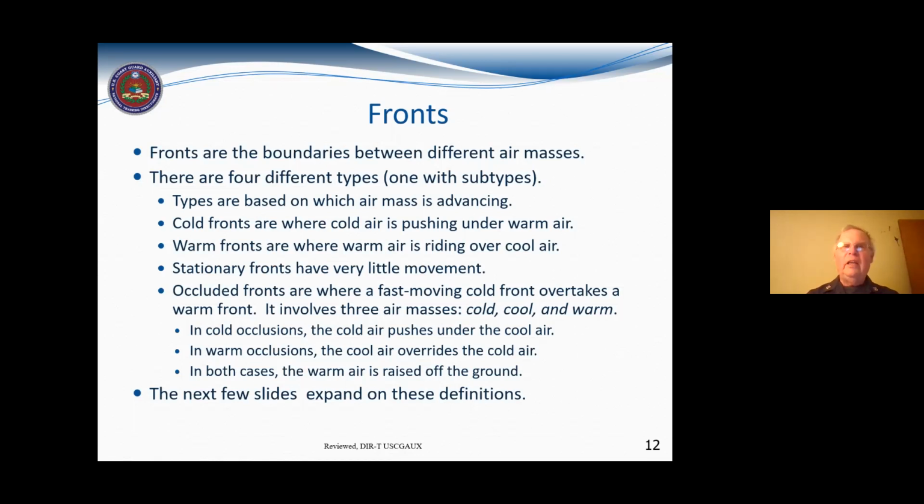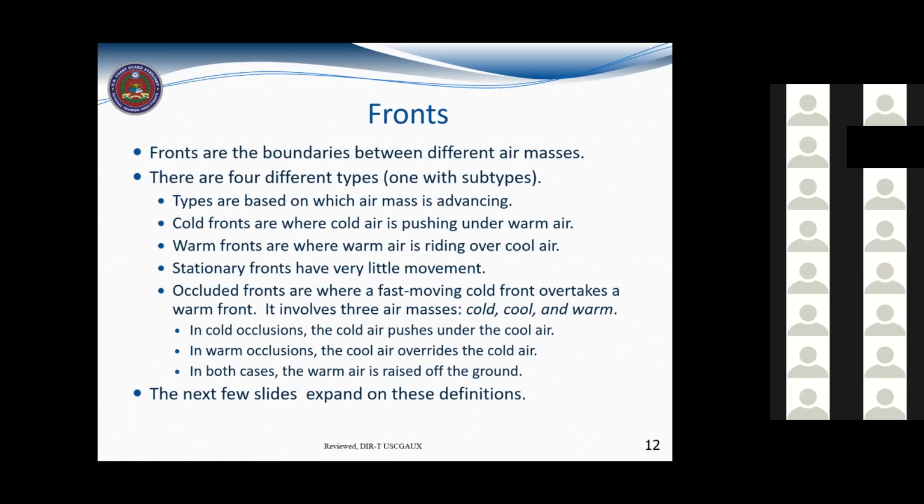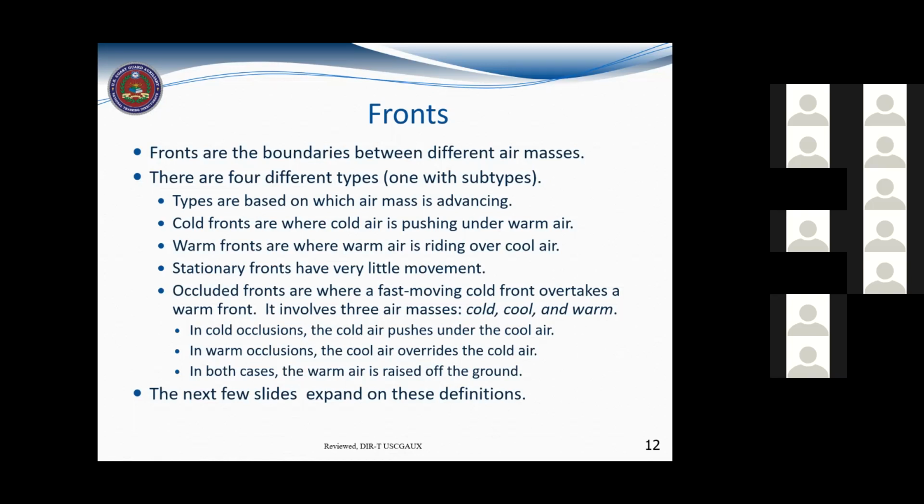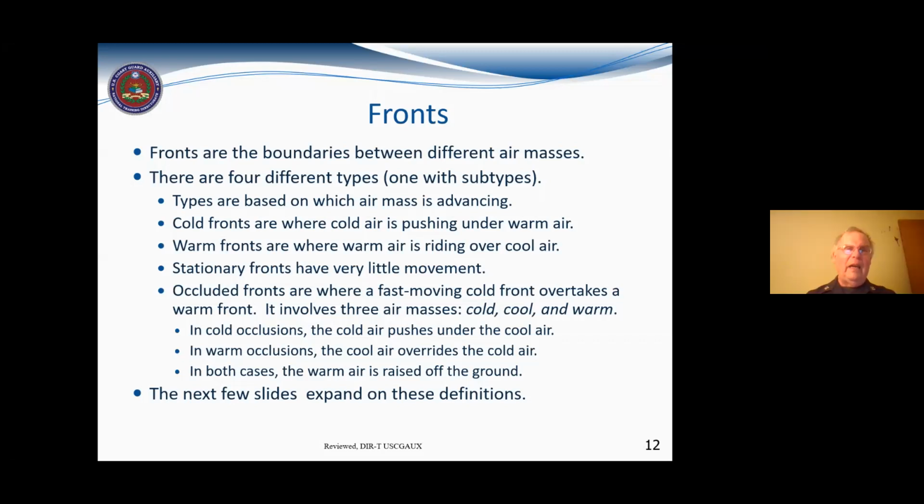A cold front is where a cold mass of air is pushing under a mass of warm air. A warm front is where the warm air is riding up over a mass of cool air. Stationary fronts are where 2 air masses are pressed together and aren't moving really in either direction. And an occluded front is where a colder body of air is overtaking a warm mass of air, and you end up with 3 types of air pressed together. We're going to see that in a minute.